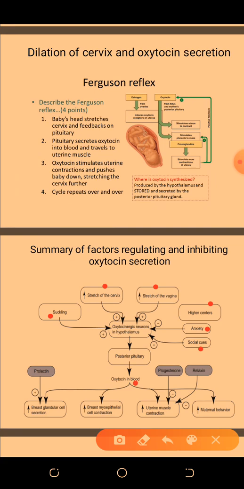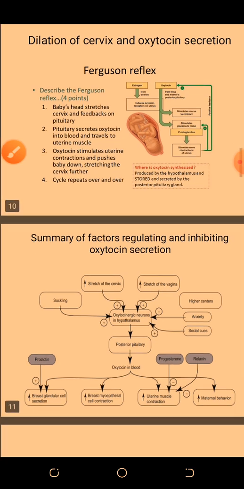Oxytocin will move in the blood, causing these actions: breast myoepithelial cell contraction, and increased uterine muscle contraction. But remember, progesterone and relaxin inhibit uterine muscle contraction. Also, maternal behavior resulting in bonding of a child with the mother. And breast glandular secretion, resulting in production of more milk. So this hormone is a love hormone, oxytocin.